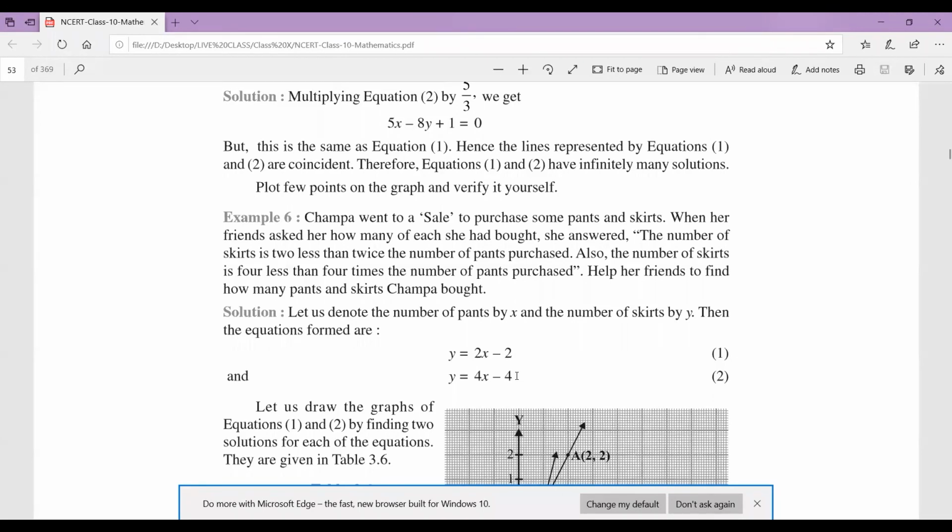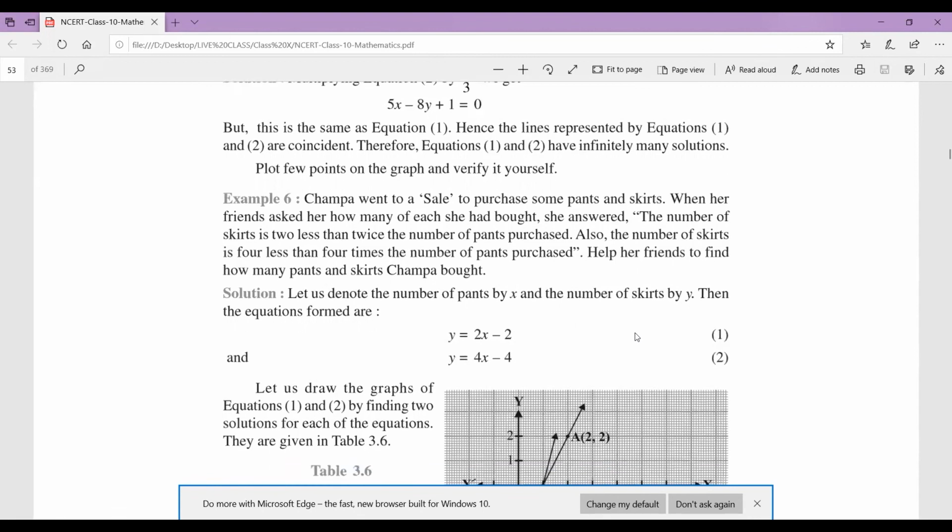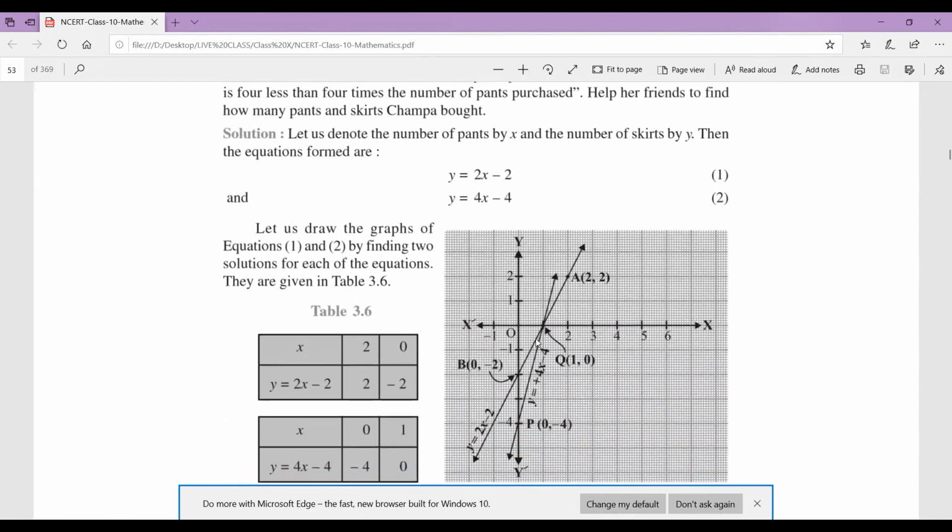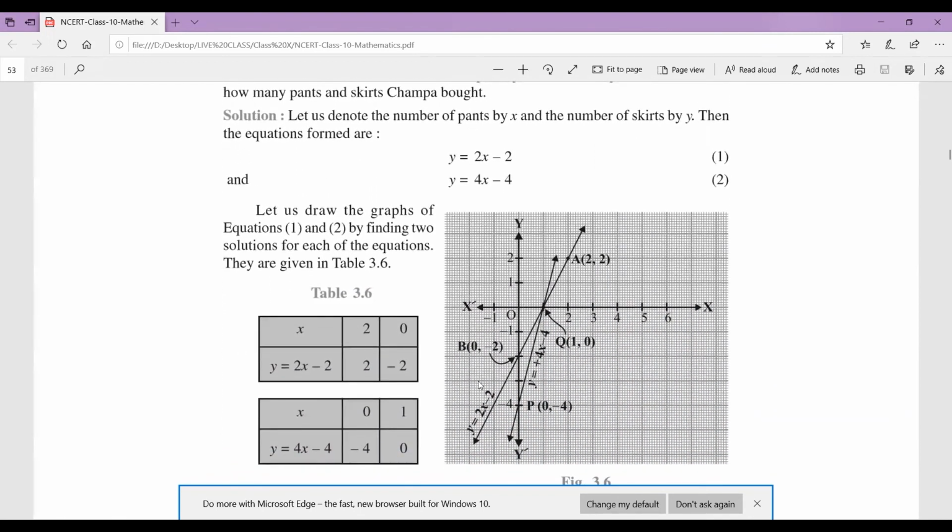No confusion. Okay, so you can see if you try to solve it, you will find that a1 by a2 is equal to 1 by 2, and b1 by b2 will be equal to 1 here. So both are not equal, so it will again have a unique solution. So you just have to solve it graphically.